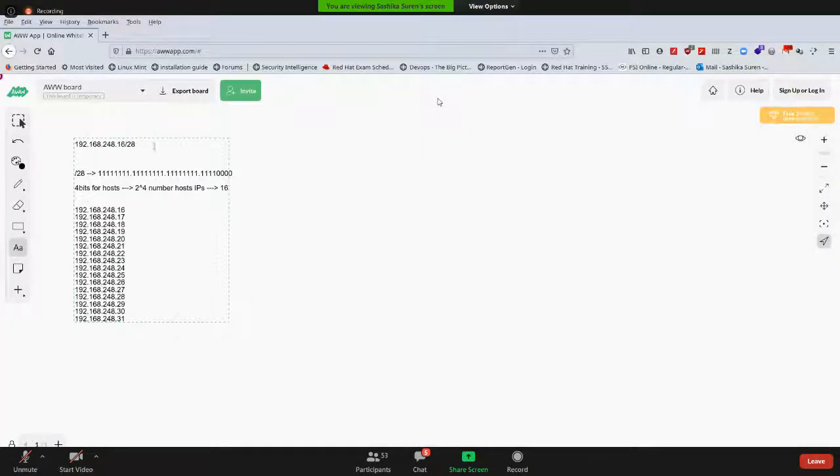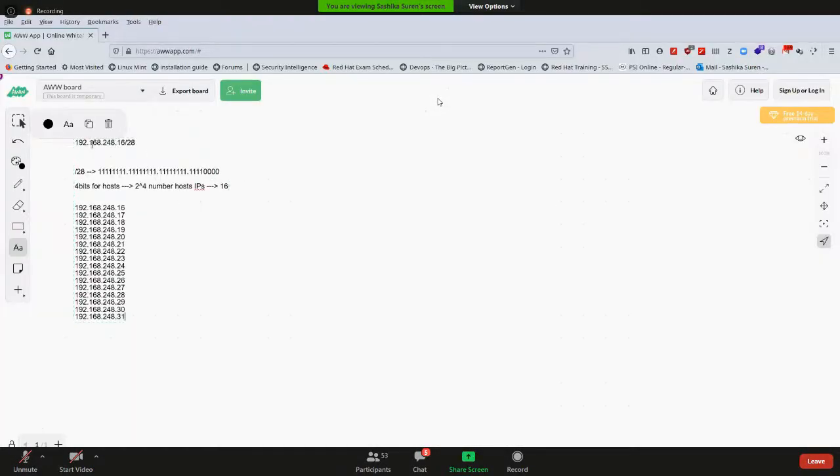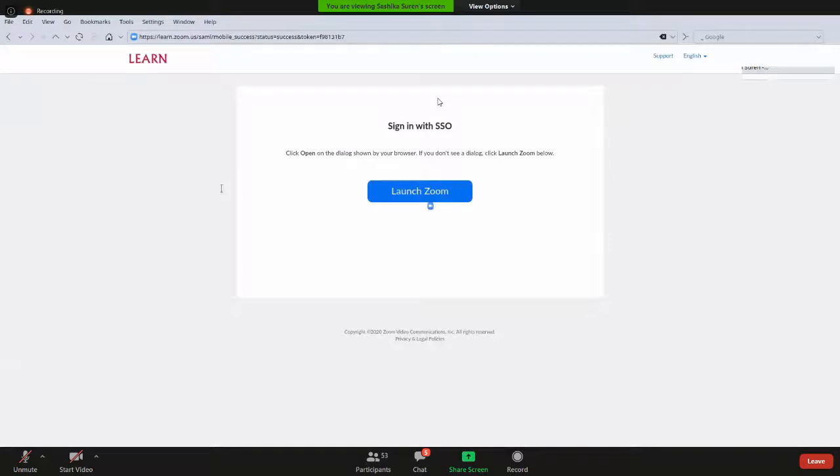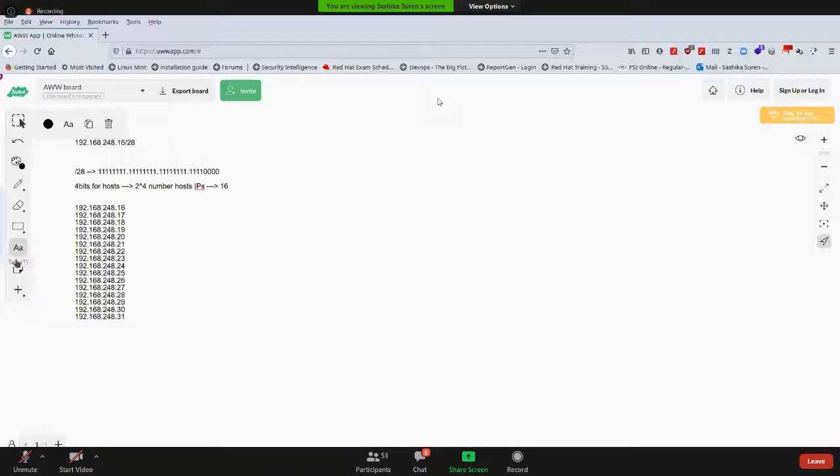So this particular network, when you say 192.168.248.16/28, that contains 16 hosts. The starting point is 0.16 and it will go to 31. So there are 16 IP addresses. Is it clear, guys?